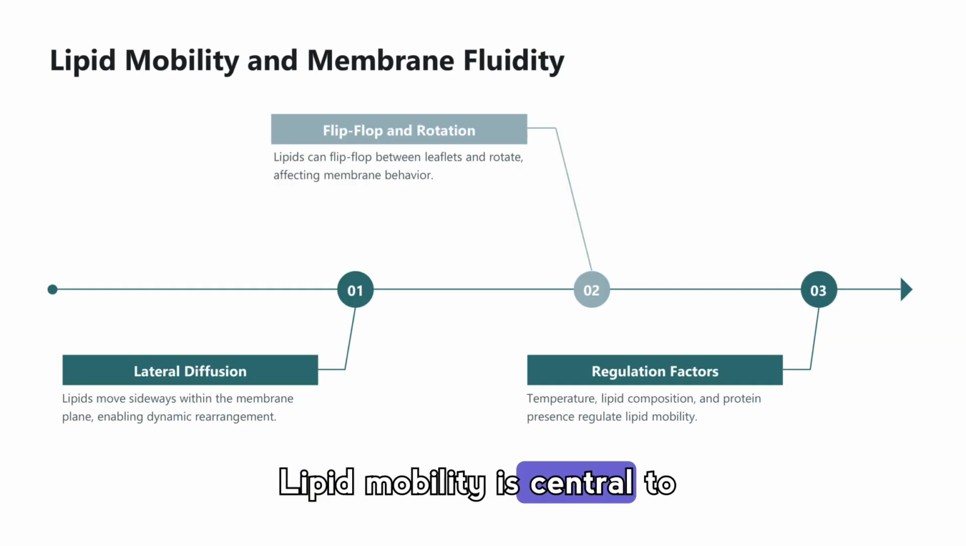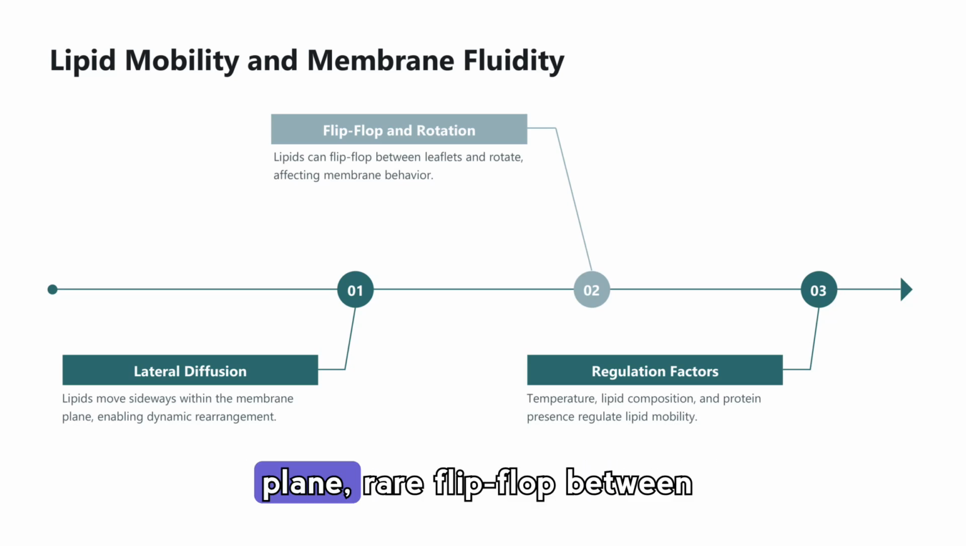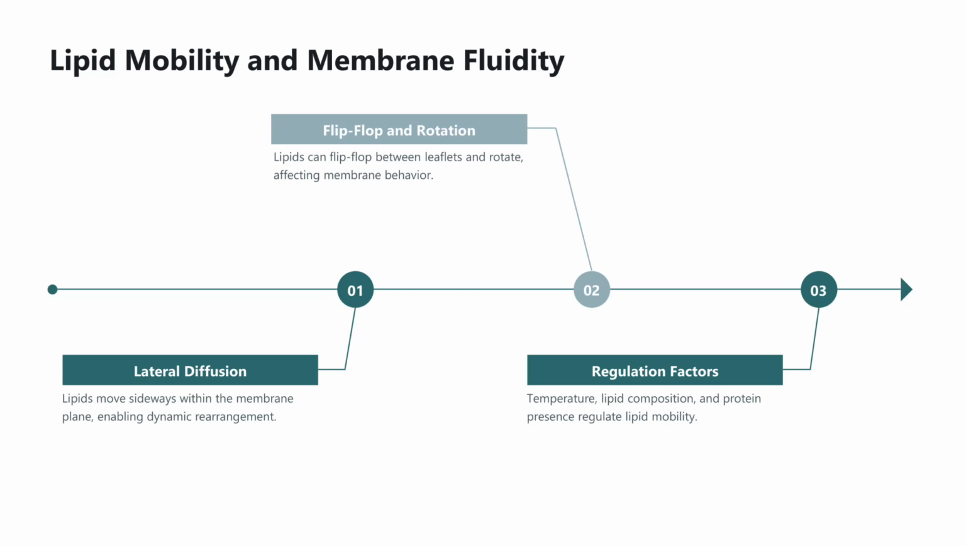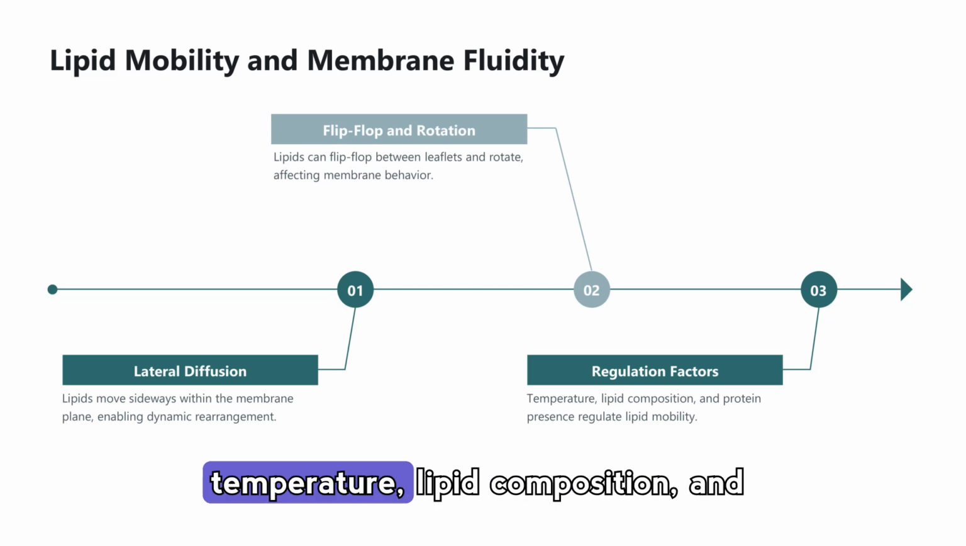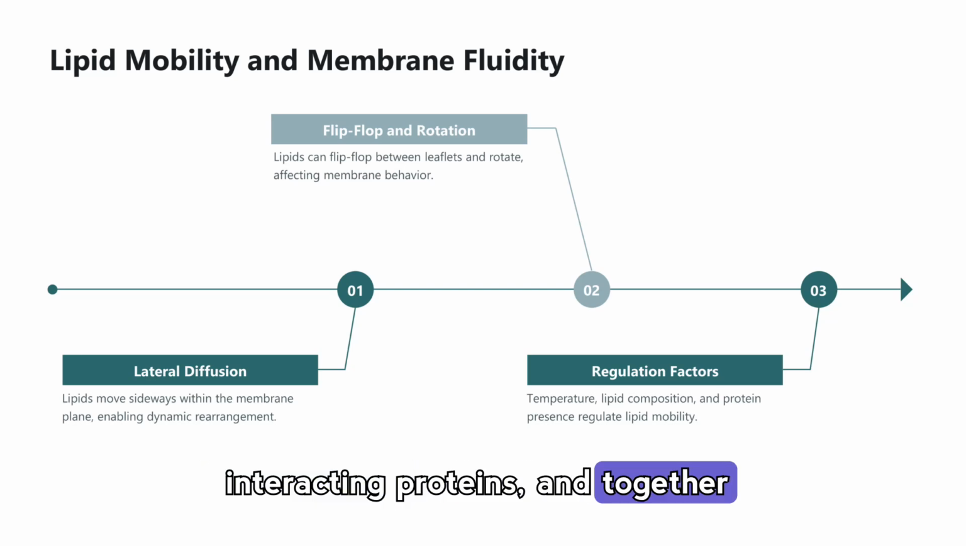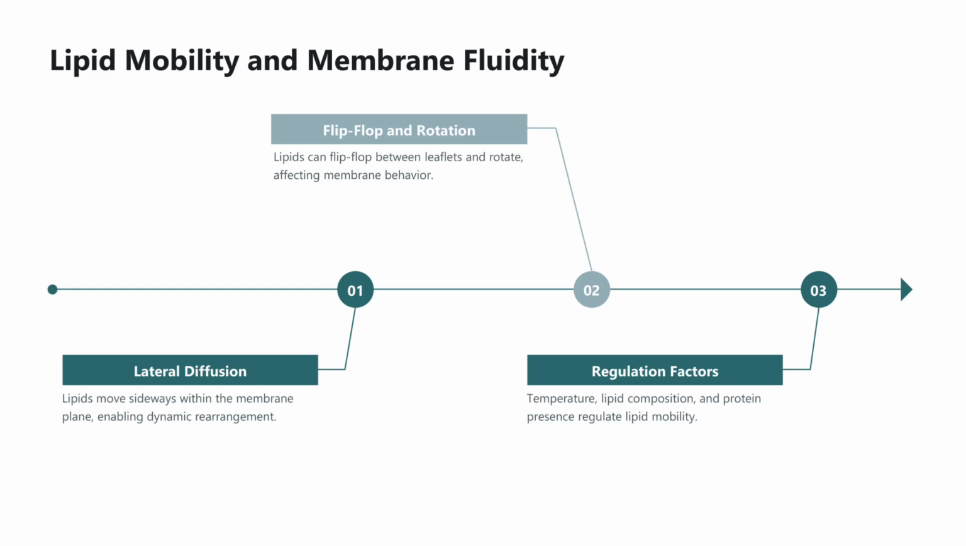Lipid mobility is central to membrane behavior and occurs through lateral diffusion within the plane, rare flip-flop between leaflets, and rotational movements. These motions are regulated by temperature, lipid composition, and interacting proteins, and together they allow membranes to reorganize quickly in response to cellular needs.